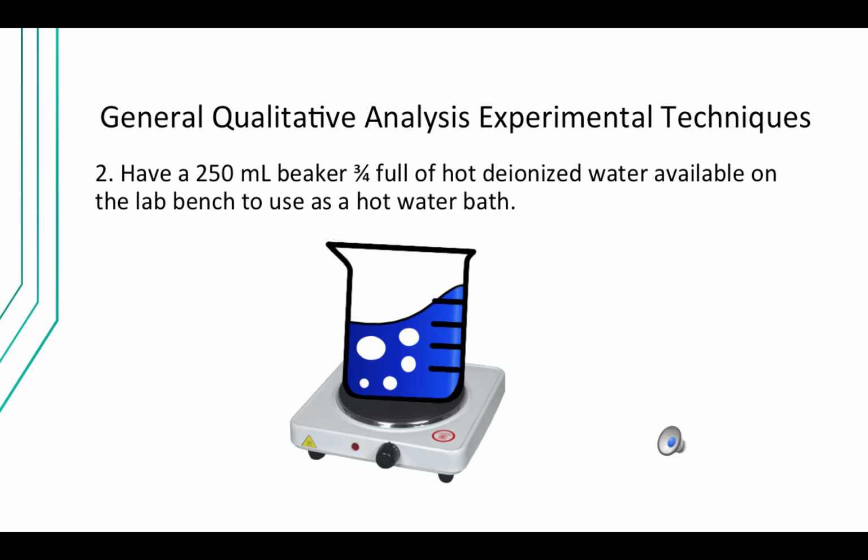The next general qualitative experimental technique that should be followed during your lab is to always have a 250 milliliter beaker that's 3/4 full of hot deionized water available so that it can be used for a hot water bath. This water should be boiled to its boiling point and then turn your hot plate to a low setting so that it keeps heating but it doesn't keep boiling.